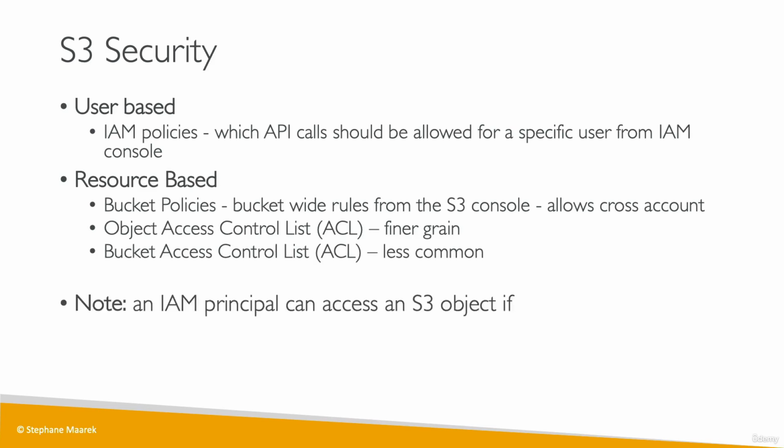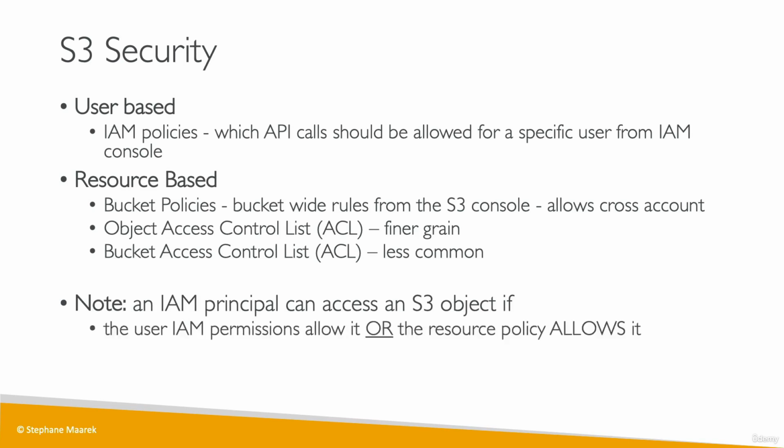Okay, note, an IAM principal, so it could be a user, a role, can access an S3 object if the IAM permissions allow it. So that means that you have an IAM policy attached to that principal that allows access to your S3 buckets, or if the resource policy, so usually your S3 bucket policy, allows it. And you need to make sure there is no explicit deny. So if your user through IAM is allowed to access your S3 buckets, but your bucket policy is explicitly denying your user to access it, then you will not be able to access it, okay?